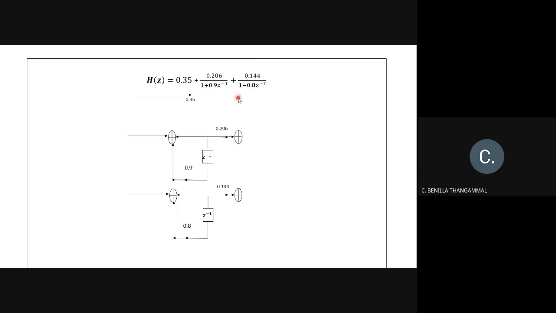So the constant 0.35. After placing all three terms in parallel, just join your input and join your output. That's it. Now commonly I'll give one input for the structure, X(z), and take one output here, Y(z). So this is your parallel form. So in parallel I have placed the direct form 2 of each and every term here.